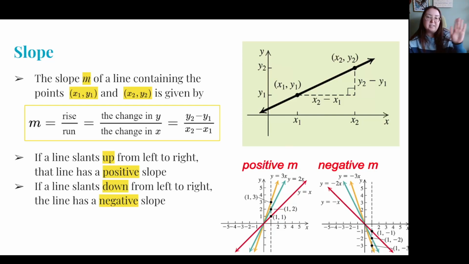Then if it slants down when you look from left to right, remember always going from left to right, then that has a negative slope. So that's your negative m value, meaning your slope is a negative number. We see how the difference between a positive or a negative slope changes the look of your line. Are you going up the mountain or down the mountain? That tells you what your graph should look like.